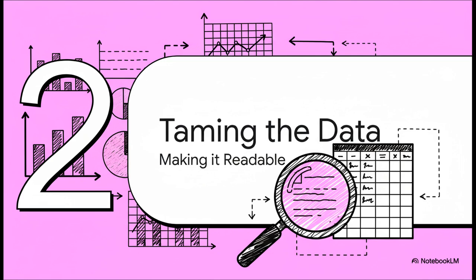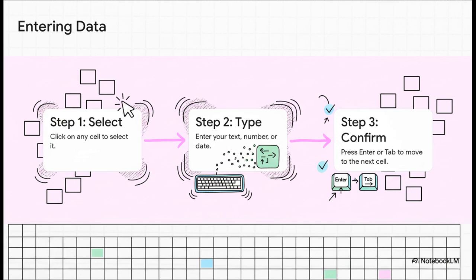All right, we know our way around now, so it's time to actually put something on the page. This section is all about entering and styling your data to make it clear, readable, and looking professional. Seriously, entering data is as easy as 1, 2, 3. You just click on a cell, you start typing whatever you want, and then you hit Enter to move down or Tab to move across to the next one. That's it. You are now officially creating a spreadsheet.